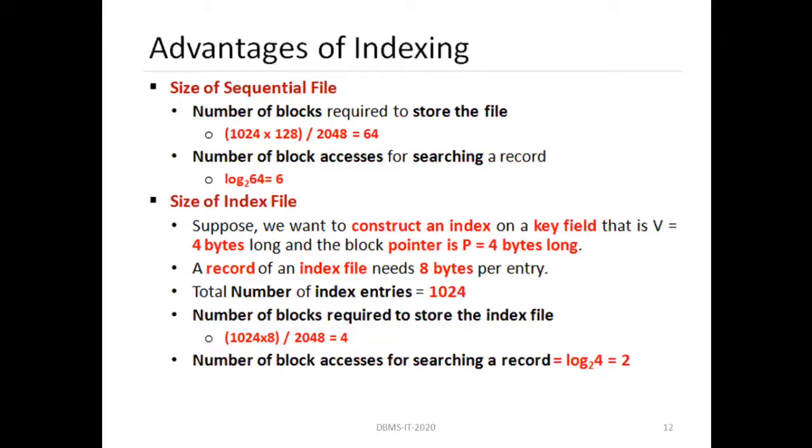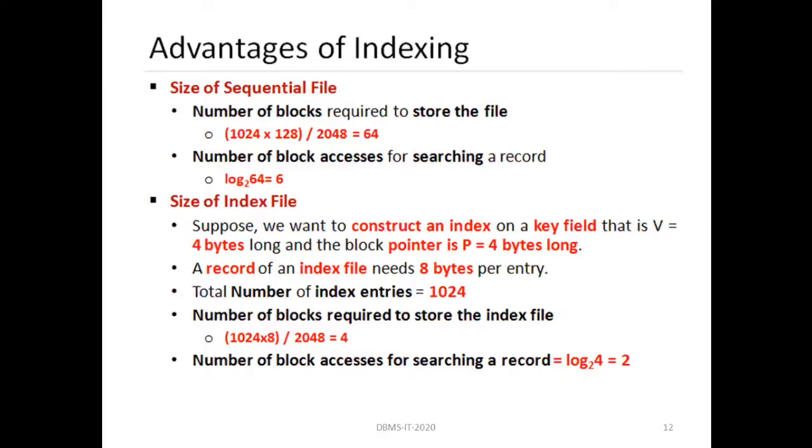Number of block accesses for searching the record using binary search, because we have already said that the index file has been sorted, because the main file is already sorted. So in that case, the number of block accesses required is only log base 2 of 2 to the power 6, that is 64. That means 6 block accesses are required.